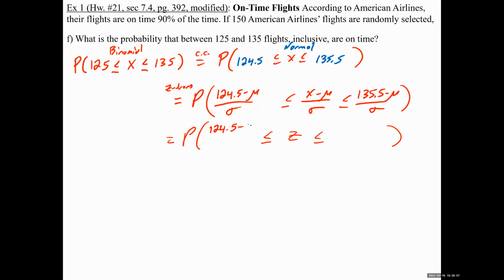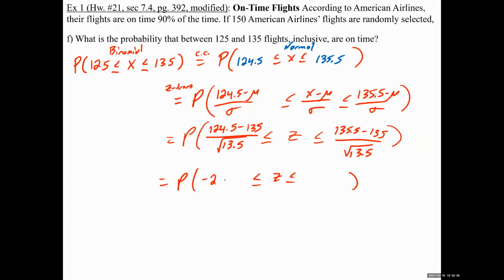So 124.5 minus 135 over square root of 13.5. 135.5 minus 135 over square root of 13.5. And now both of those numbers will calculate and round to two numbers after the decimal. All right, let's see. This number is negative 2.86. This number is 0.14.